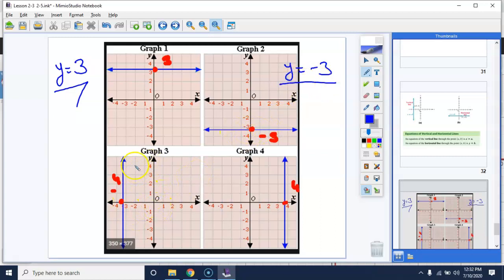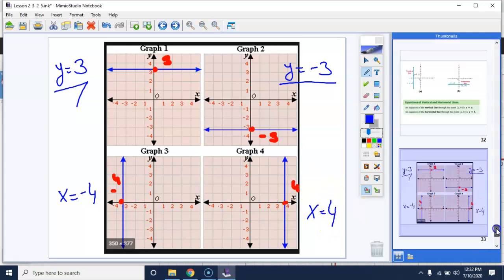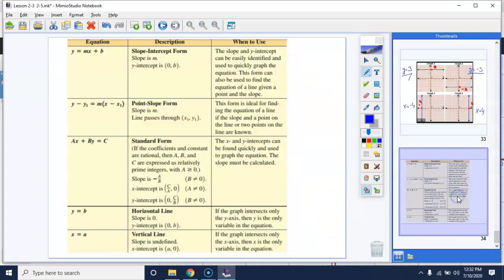For this case, this graph goes through which axis, x or y? It goes through the x-axis. Put the x at which point? -4. And lastly here, it goes through x. Put the x at which point? 4. That's how I solve them. That's the extra information over here. If needed, you can refer back here.